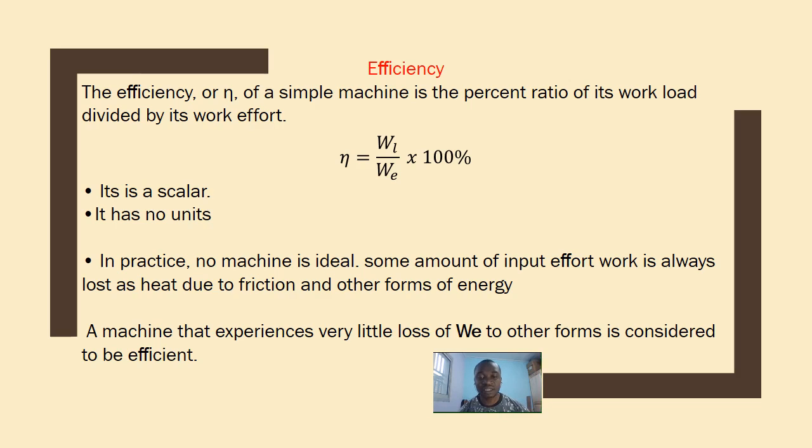This is because some amount of input effort work is always lost as heat due to friction and other forms of energy. A machine that experiences very little loss of work effort or input energy to other forms is considered to be efficient. Now, let's see how to calculate the efficiency of a machine.